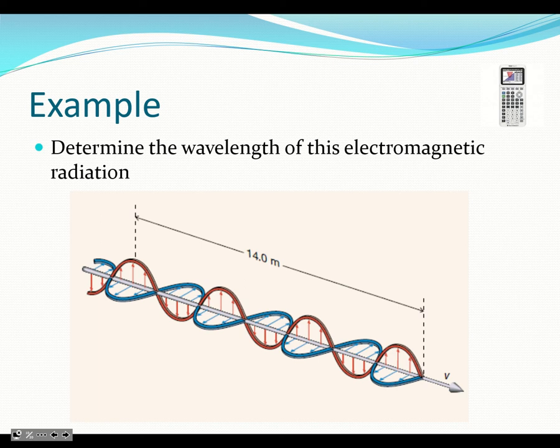So if we want to determine the wavelength of this electromagnetic radiation, we have to count how many wavelengths are in here. We're starting at the top and going down. So this is 1 wavelength. This is 2 wavelengths. This is 3 wavelengths. And then we have a little bit added on, right? This little bit is 1/4 of a wavelength.